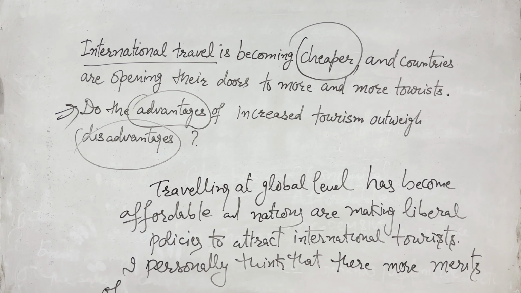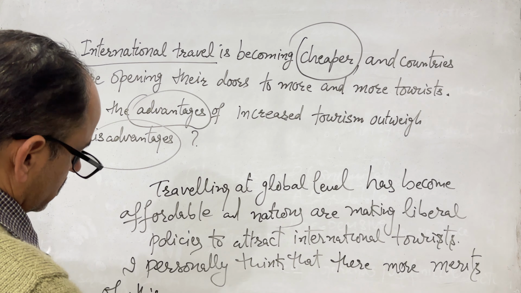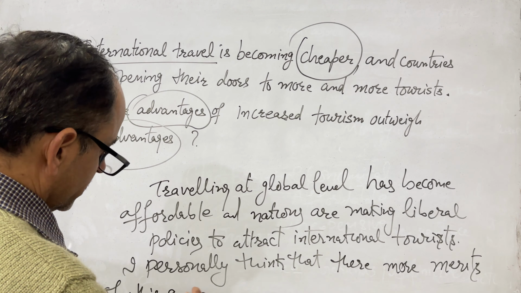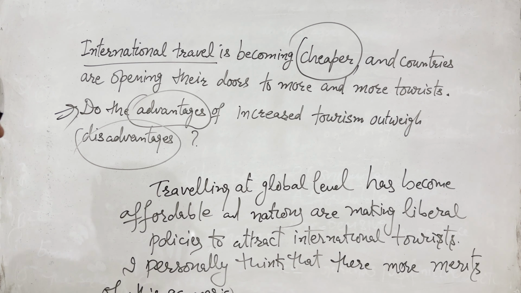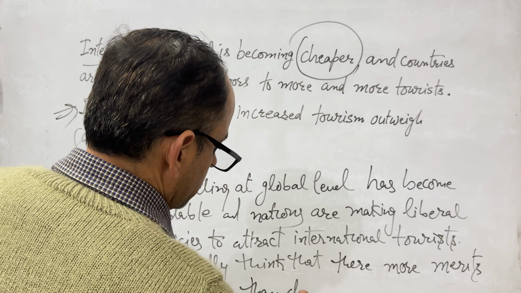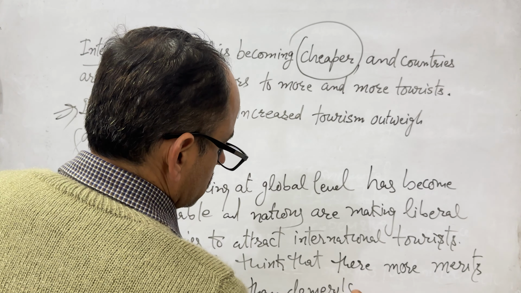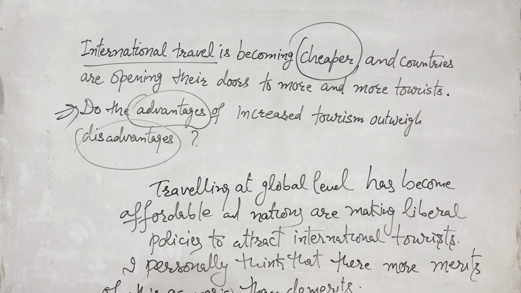You can write there are more merits of this situation, or more benefits of this situation or scenario. Scenario is better. Of this scenario, there are more merits of this scenario than demerits. Okay. So this is your complete introduction. I personally think that, I personally believe that there are more merits of this scenario than demerits. So this is the easiest way and very quick way of writing introduction.